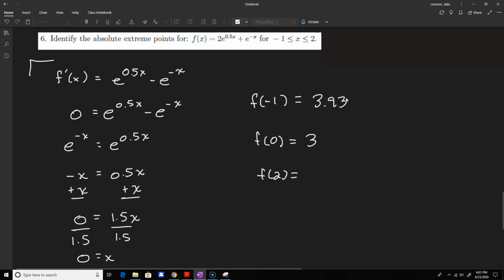And then if you plug in 2, you're going to get 2 times e to the 1 plus e to the -2. So 2e to the first plus e to the -2, we end up with 5.57. So what does that mean? Well, the largest y value is 5.57, so this is our absolute max. And the smallest y value is 3, so that makes f of 0 our absolute min. So those are our two values.